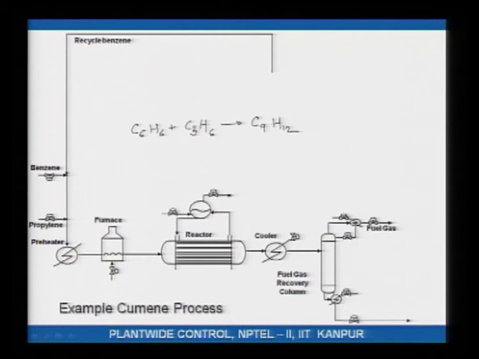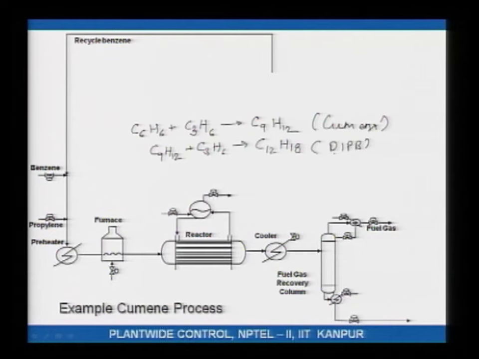What happens is this cumene that has been formed can further alkylate with the propylene to give what is called diisopropyl benzene. Diisopropyl benzene would be C12H18. I think I am okay here. So this is cumene, which is your main product, and this is diisopropyl benzene, which is your side product.